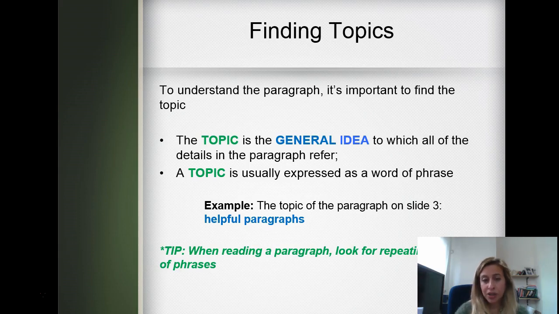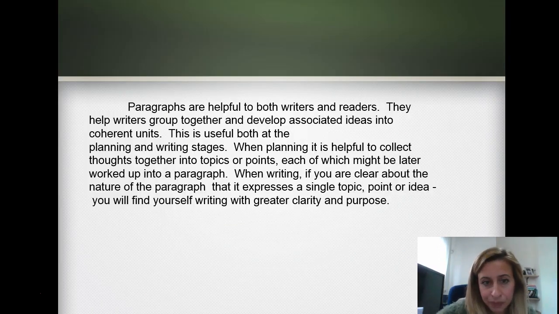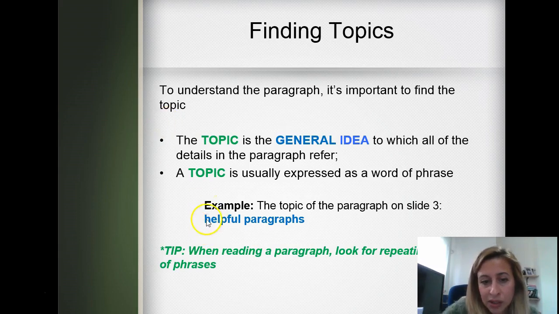Tip: when reading a paragraph, look for repeating words or phrases. Here I will show you. Paragraphs are helpful to both writers and readers, etc. And here we see that helpful paragraphs might be the topic.